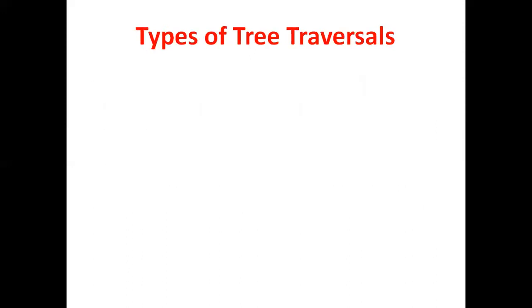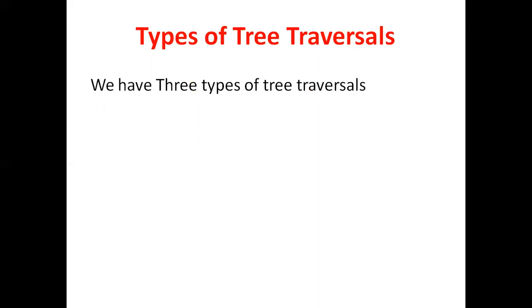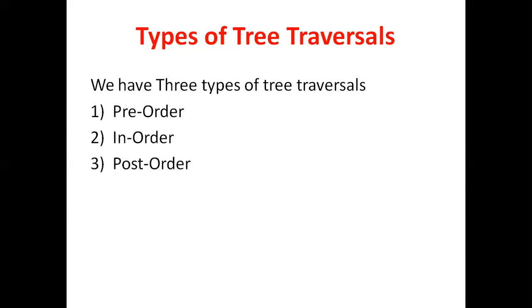Next, the types of tree traversals. Here we have three types of tree traversals. First one, pre-order. Second one, in-order. Third one, post-order. Visiting each and every node in a tree is called traversal, and here we have three types: pre-order, in-order, and post-order.